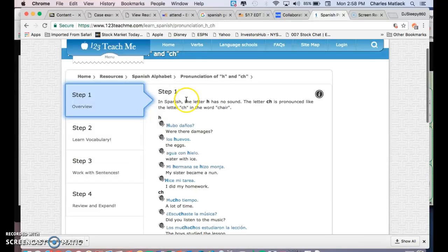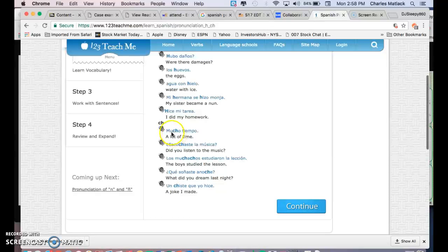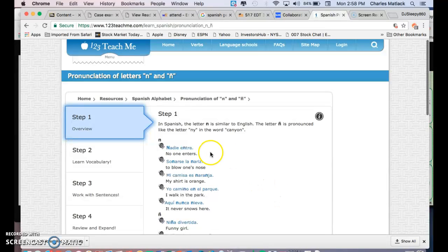Next, in Spanish, the letter H has no sound. The letter CH is pronounced like the letter ch in the word chair. So here we go, practice our silent H. We have hubo daños, los huevos, agua con hielo. So see how there's a silent H? And now our CH, very common in English. Mucho tiempo. Escuchaste la música. So that's our H and our CH.